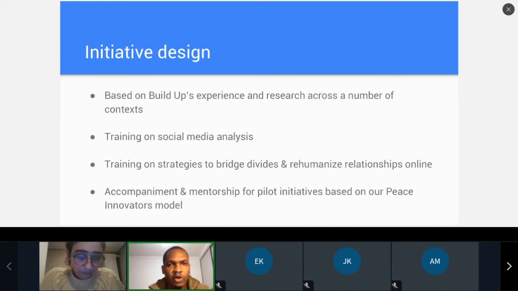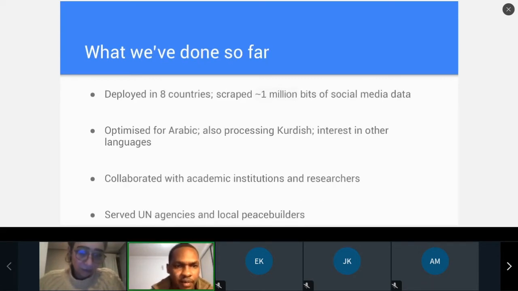So just before we dive into the dashboard very quickly, the idea behind the dashboard is based on built-up experience and research across a number of contexts. Training on social media analysis and what people usually ask us as we're training them. Training on strategies to bridge divides in conflict settings and humanize relationships online, and accompaniment and mentorship of pilot initiatives based on our Peace Innovators model. So it's a culmination of experiences from this.